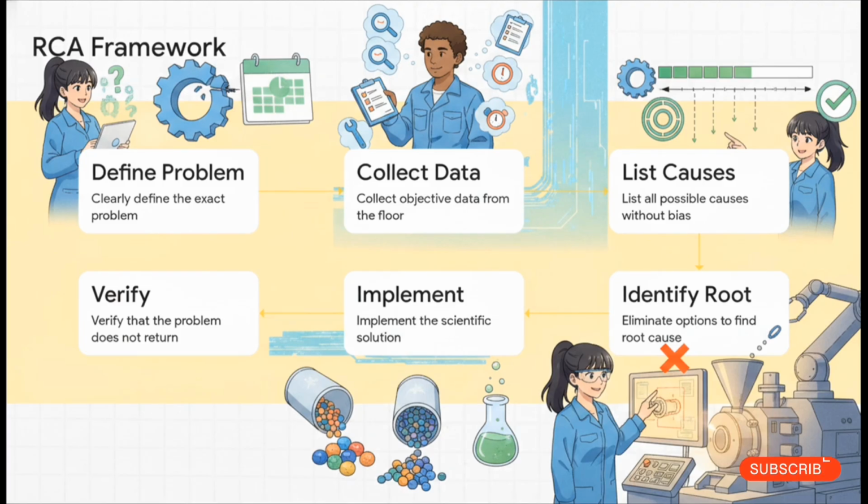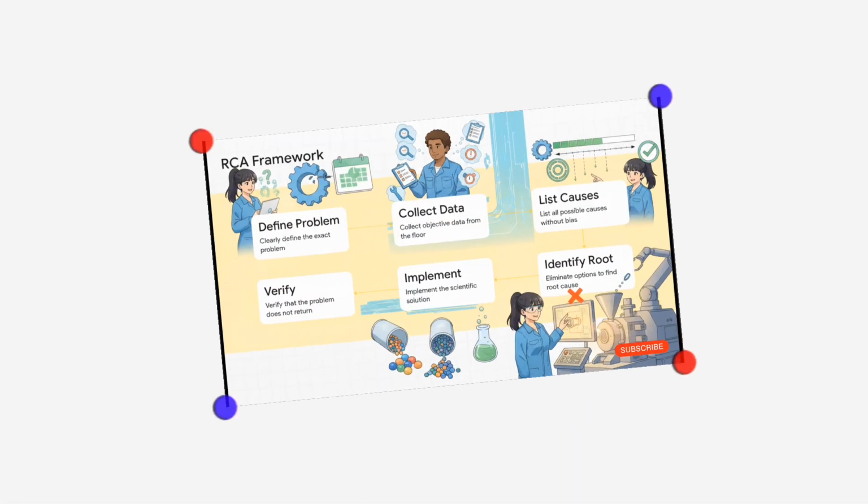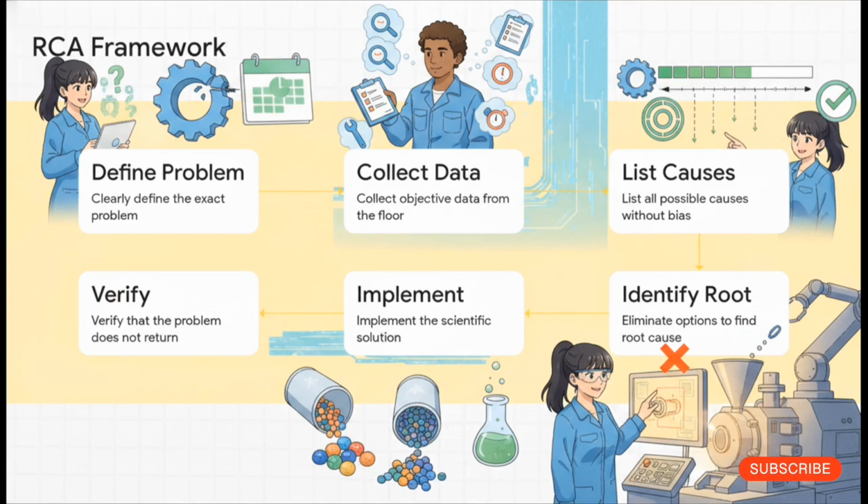Root cause analysis, or RCA, is a non-negotiable 6-step process. Step 1, clearly define the exact problem. Step 2, collect objective data straight from the floor, no opinions allowed. Step 3, list all possible causes without any bias. Step 4, systematically eliminate options until you identify the actual root cause. Step 5, implement your scientific solution. And crucially, Step 6, verify over time that the problem does not return.